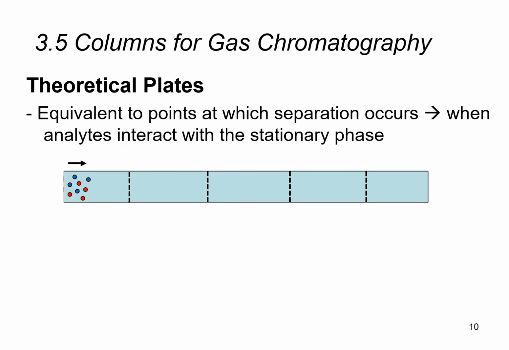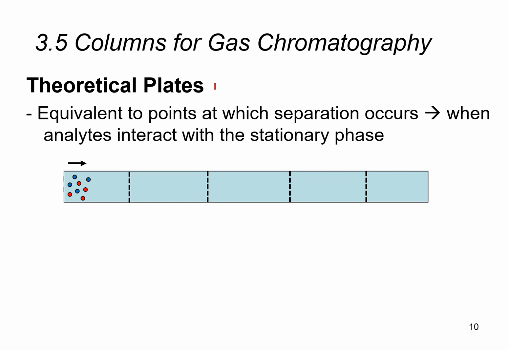Now allow me to just explain what this idea of theoretical plates is. Recall that the number of theoretical plates is a concept that we use to describe how efficient a column is in terms of separation and giving us narrow peaks. So the larger the number of theoretical plates, the more efficient the column is at giving us narrow peaks.